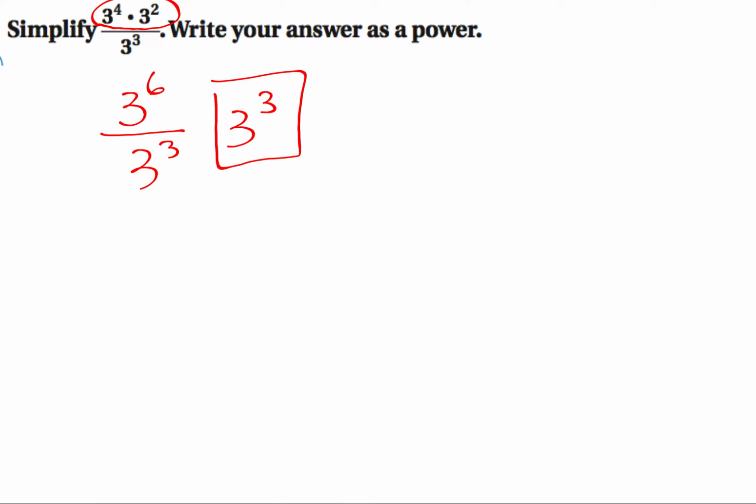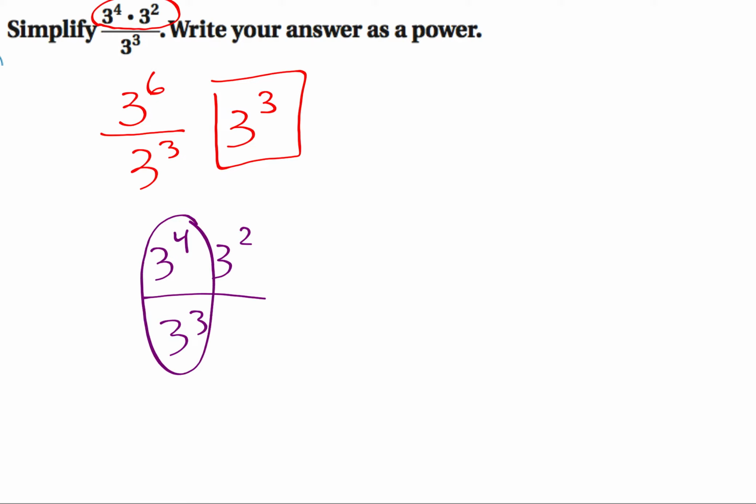Now this can be done another way. We could have done the 3 to the 4th over 3 to the third first. And if you do that, you get 4 minus 3 is 1. 3 to the first times 3 squared, that's 1 plus 2, which is 3. You get the same answer.